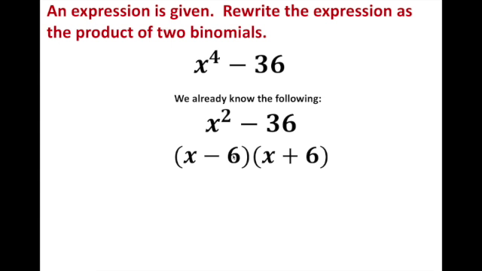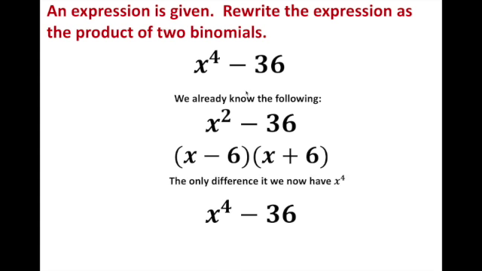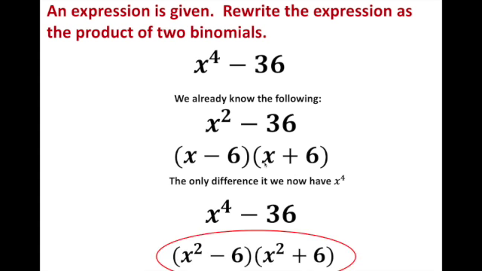Well, if we know that, this is really not that much different. The only difference is instead of squared, it's to the fourth power. So really all we need to do is use that same thing, only our factors instead of just being x's would be x squareds. So this is how you would write this one: x squared minus 6 times x squared plus 6.